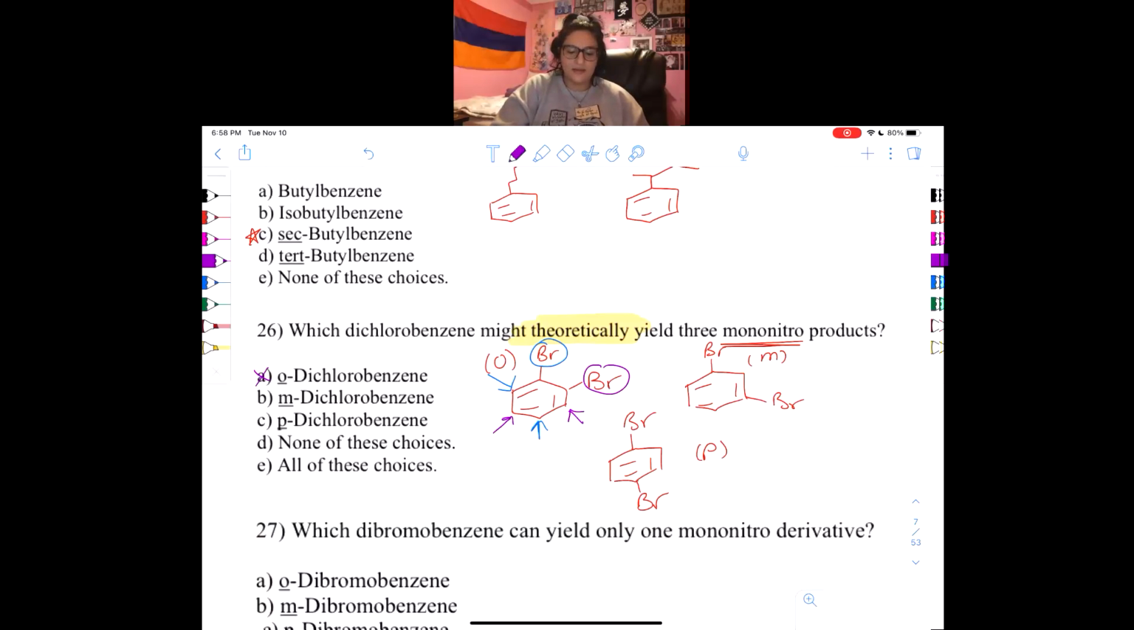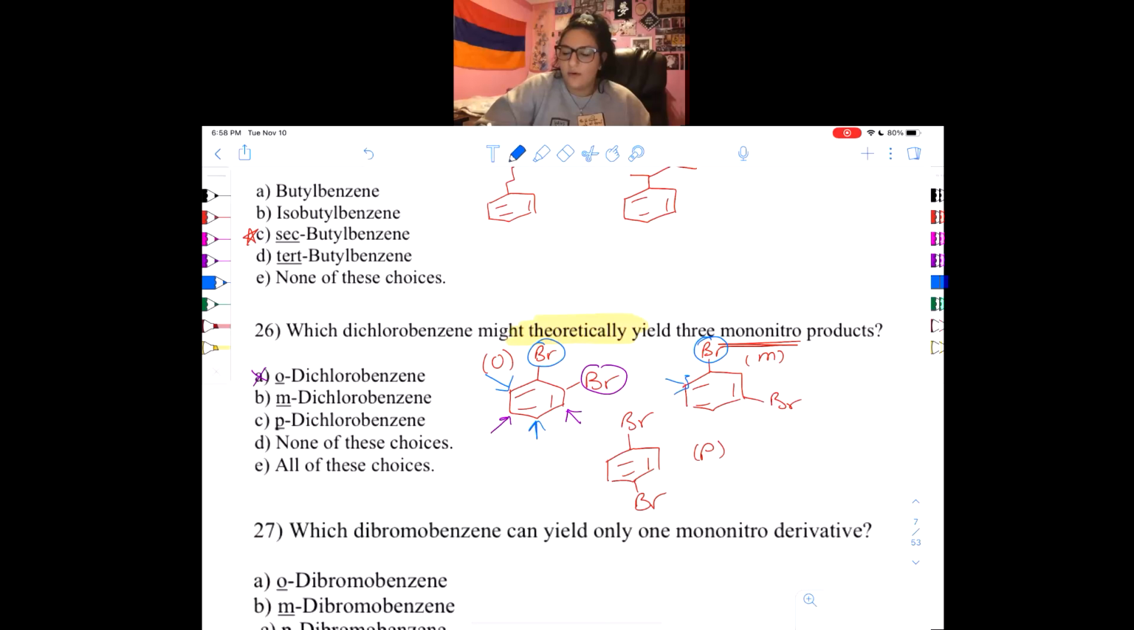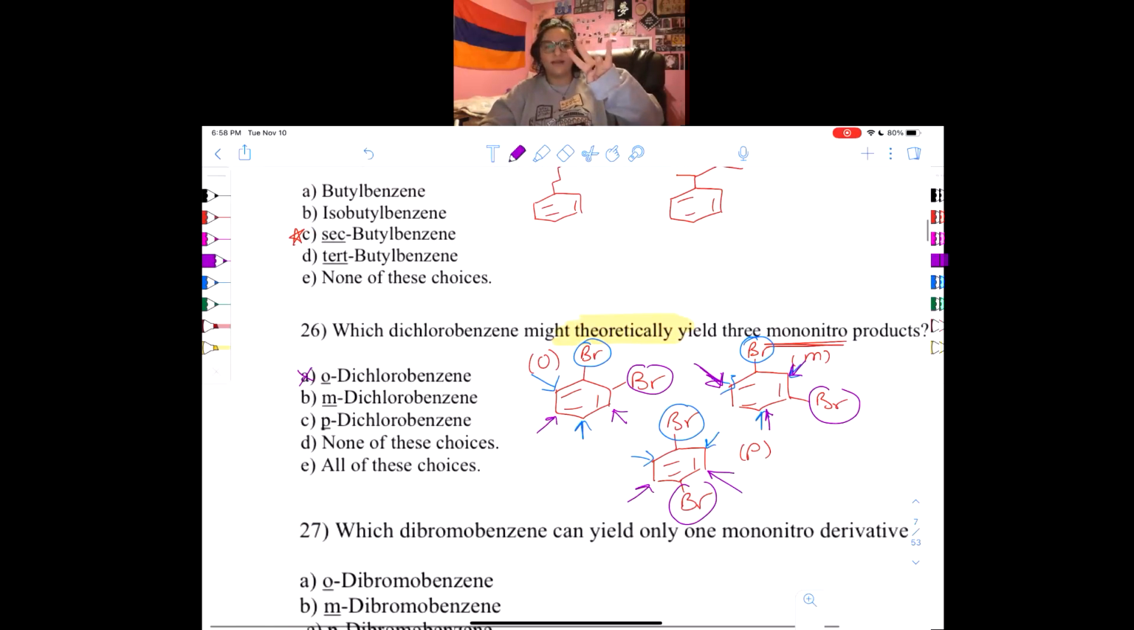For the meta one, this bromine will direct ortho-para. This bromine will direct ortho-para. So we have the same answers. That's 3 right now. Cool. The para one will direct ortho, para, and again, ortho, para. So once again, we have 4 possible products, so that is not correct.